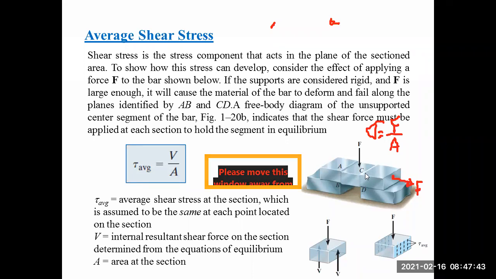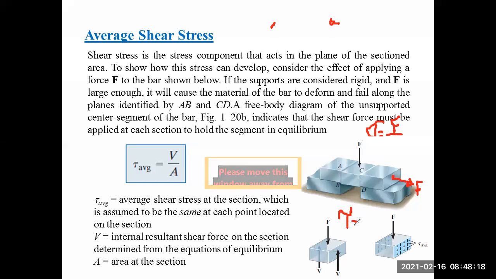But if the surface is not perpendicular to the force, but parallel, as you see over here, the surface of this cross-sectional area is parallel on both sides. So the stress caused by this force is not called normal stress, it is known as shear stress. The stress caused by this force along this surface is called shear stress. So we label it as tau.